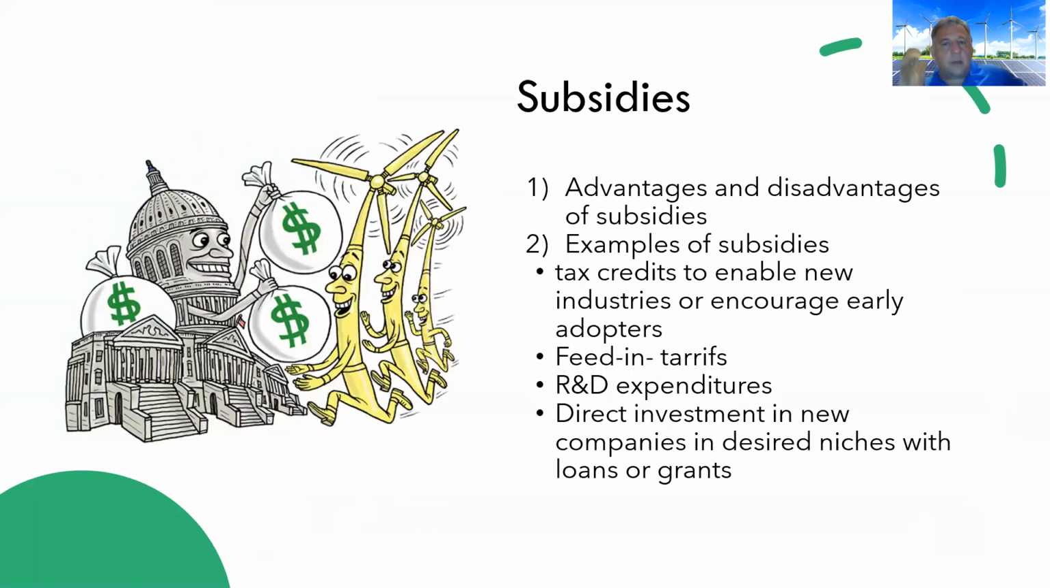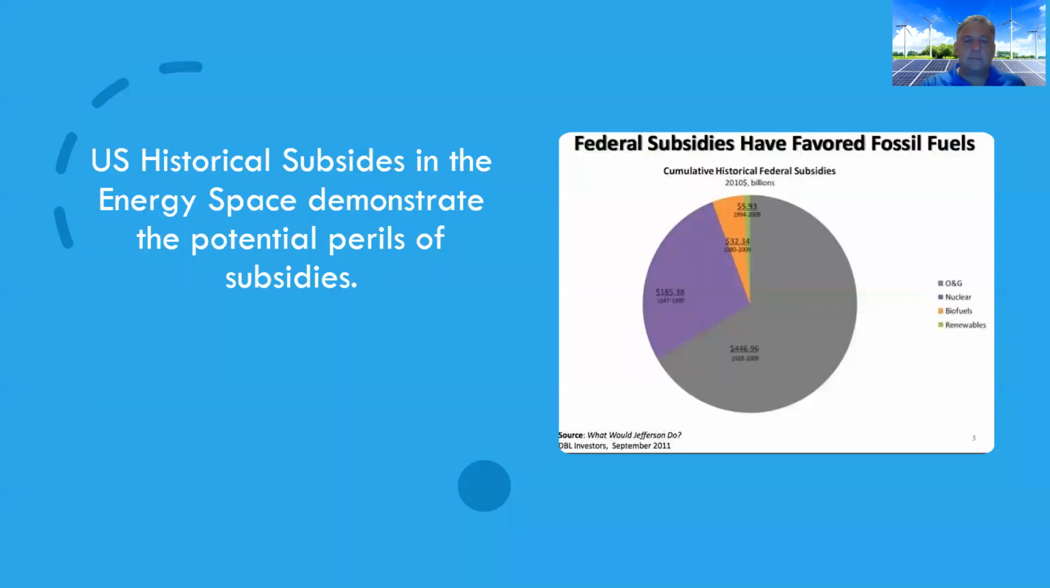First thing I want to talk about are subsidies. We'll look at some of the advantages and disadvantages of subsidies. I also want to give some examples of subsidies like tax credits to enable new industries or encourage early adopters, feed-in tariffs, R&D expenditures, direct investment in new companies and desired niches. Government can do this with loans or grants, right?